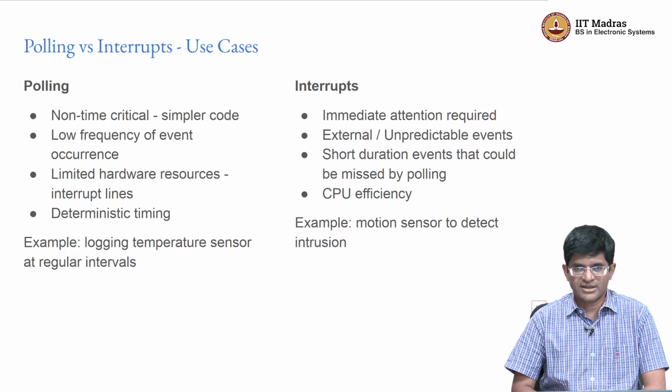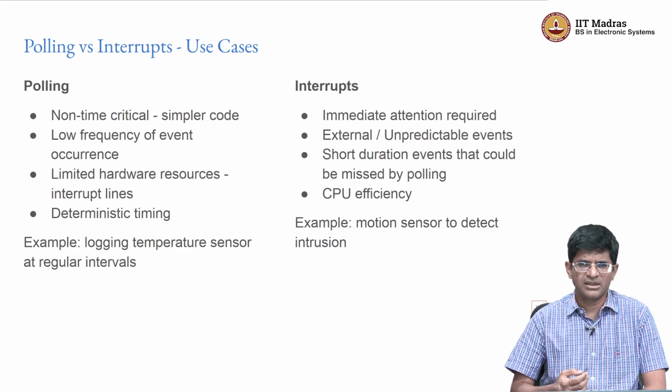So what are the use cases? When would you use polling versus interrupts? The simplest case for using polling is to keep the code simple, right? When you have non-time critical systems where it doesn't matter whether you have responded within 10 milliseconds or 50 milliseconds, and you are unlikely to miss an event because the frequency of the event occurrence is low in the first place, right? Those are good candidates for polling.